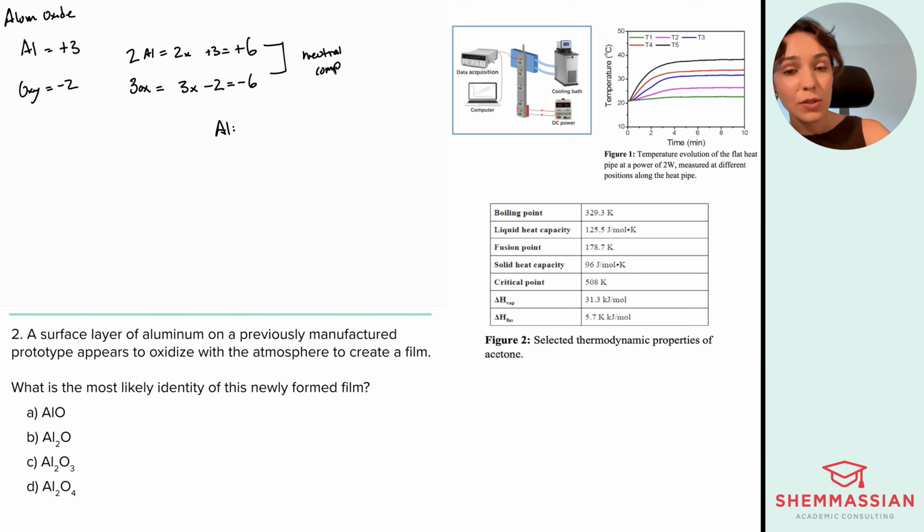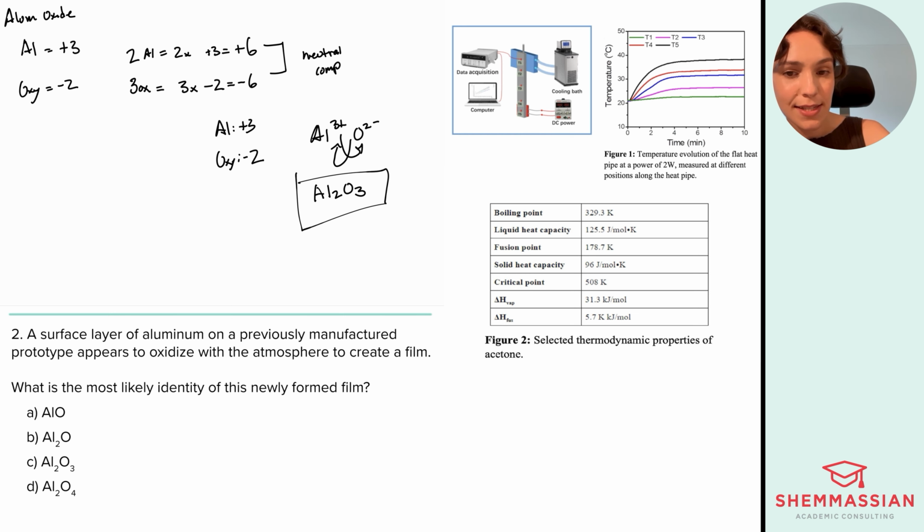So we can also see that because aluminum usually has a +3 state and oxygen usually has -2, then you cross the charges and you get Al2O3. And that means that C is our correct answer here. So that one was pretty quick.